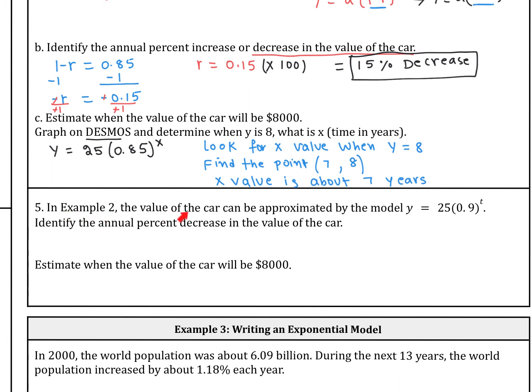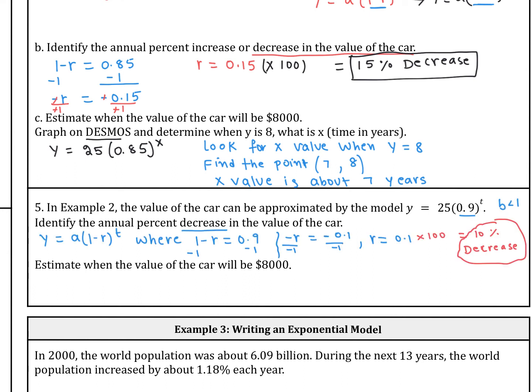In example 2, the value of the car can be approximated by the model y equals 25 times 0.9 to the power t. Identify the annual percent decrease in the value of the car and estimate when the value of the car will be 8,000. We can relate this function as a decay function because 0.9 is less than 1. So we're going to use the model y equals a times 1 minus r to the power t, where 1 minus r is going to be 0.9. So 1 minus r equals 0.9.